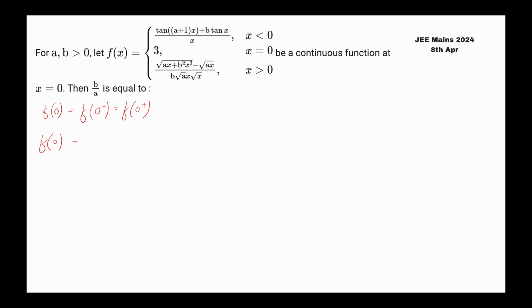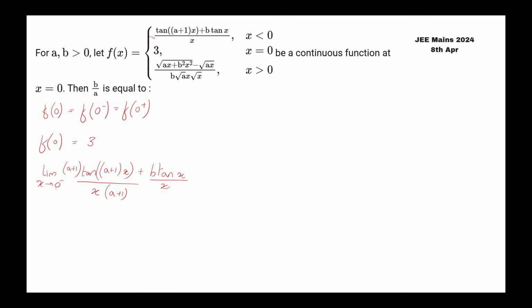What is my f of 0? It is simply 3. Now let us find out my f of 0 minus. It is going to be this function, right? So limit x tending to 0 minus, this would be tan of (a plus 1)x plus b tan x. Let me take the x separately, separate out these two terms. Now here what I can do is I can simply multiply a plus 1 on top. Here I can multiply b and another b on top. Sorry, b is not required here because already it's tan x by x.